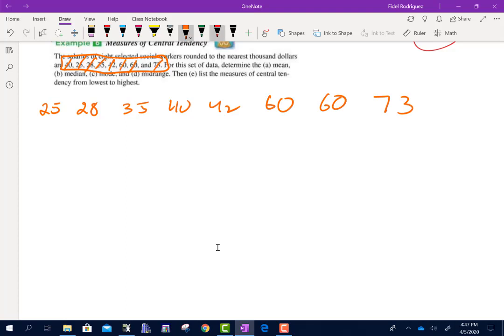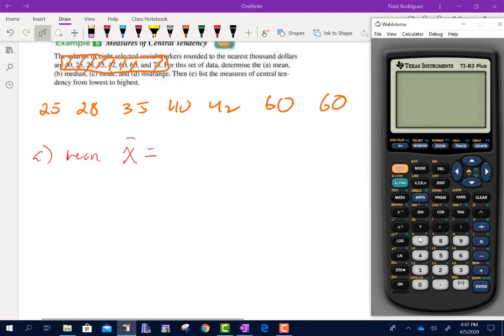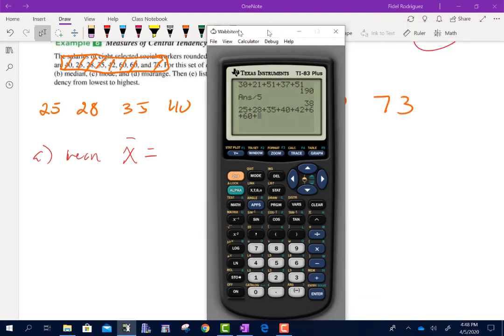Okay, so now, part A, we're going to find the mean. Remember, the mean is the X bar. So I'm going to take my calculator again, right here, and I'm going to add up all my numbers. So let me see, turn it back on. 25 plus 28 plus 35 plus 40 plus 42 plus 60 plus another 60 plus, what is it, 73? Yeah, 73.